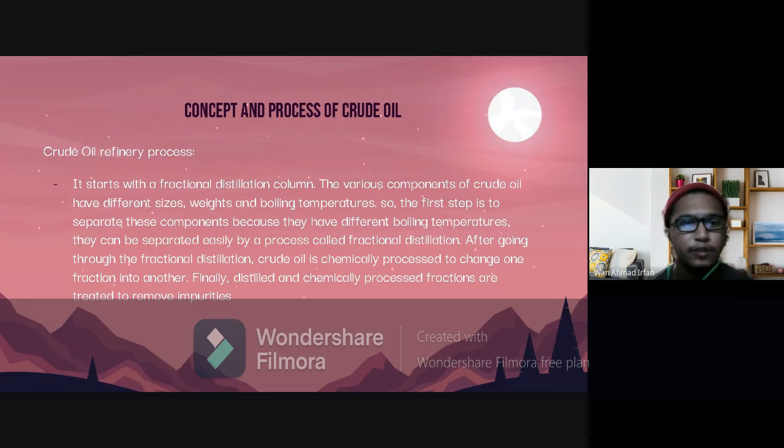Crude oil refinery process. It starts with a fractional distillation column. The various components of crude oil have different sizes, weights, and boiling temperatures. So the first step is to separate these components because they have different boiling temperatures. They can be separated easily by a process called fractional distillation. After going through fractional distillation, crude oil is chemically processed to change one fraction into another. Finally, distilled and chemically processed fractions are treated to remove impurities.